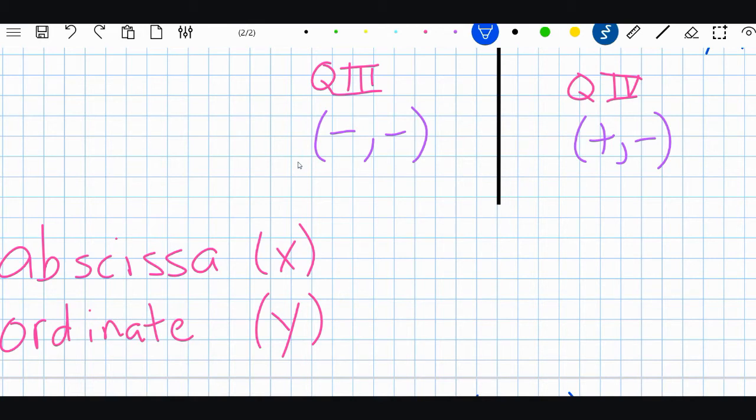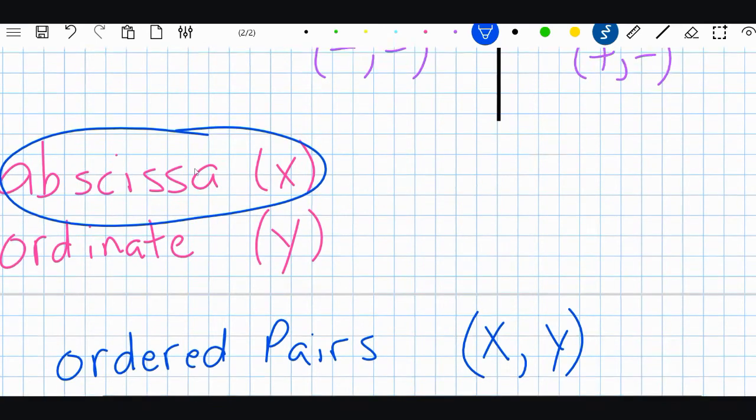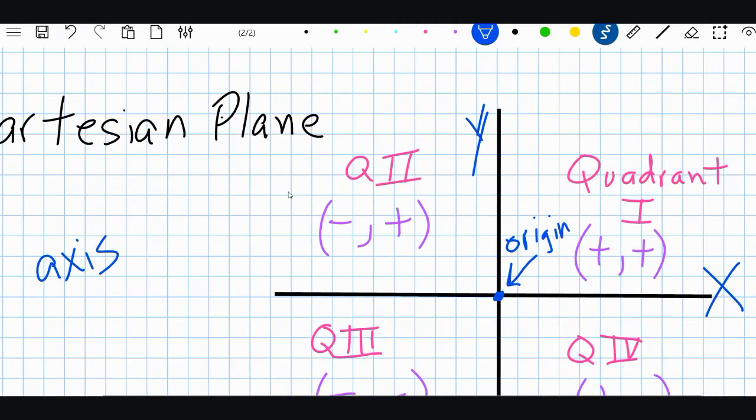You might see them on a quiz or a test, but these are the words right here: abscissa. The abscissa is the x-axis, and the ordinate is the y-axis. And really, here's what those really kind of mean. You can see those in your book there on page number 92.